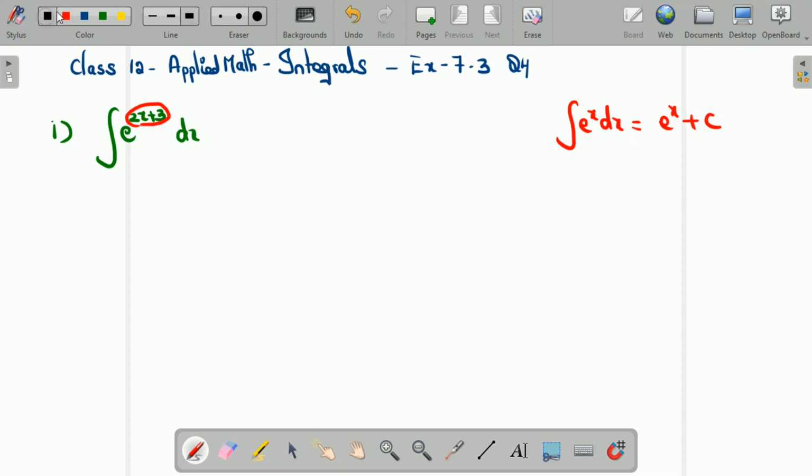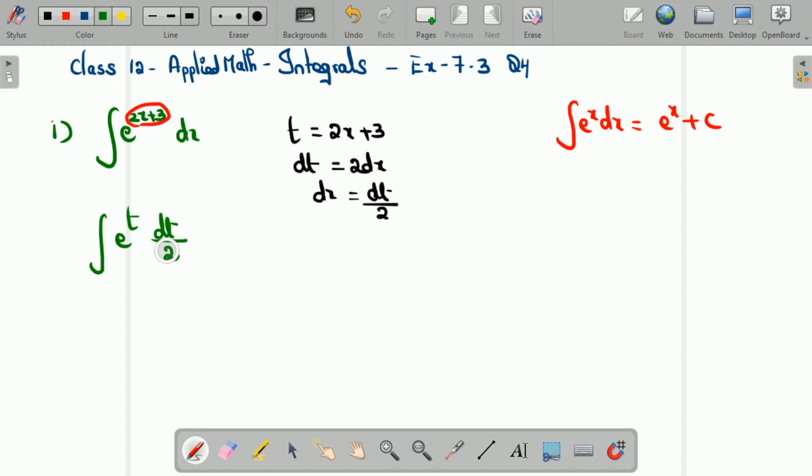So let's substitute that. So t is equal to 2x plus 3, which is dt is equal to 2 dx, or dx is equal to dt divided by 2. Put this back in the integration. So this will become e power t dt divided by 2. So 1 by 2 is a constant. I'm taking it out. So 1 by 2 integral of e power t dt.